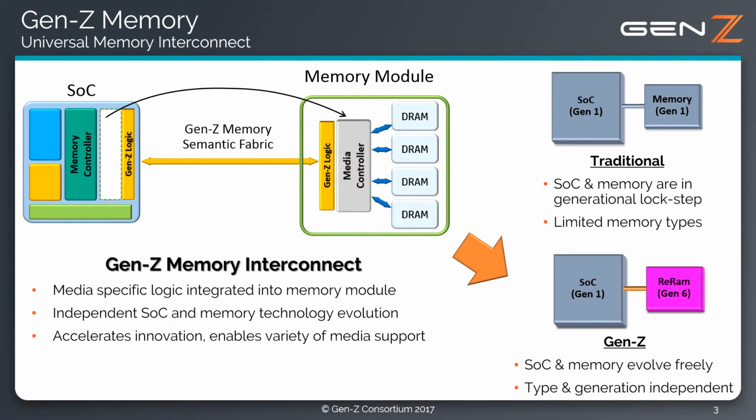This change allows us to do two things. First, we unlock the lockstep innovation between the SoC and memory module. And the SoCs and the memory can evolve completely independently of each other. Second, we can now support a wide range of memory technologies, which is especially important for storage class memories, where there are many variants with different attributes that may be required for different workloads. Thus, an SoC can support memory generations and types not comprehended in the original design of the SoC. This capability enables a new level of innovation for memory and host component development.